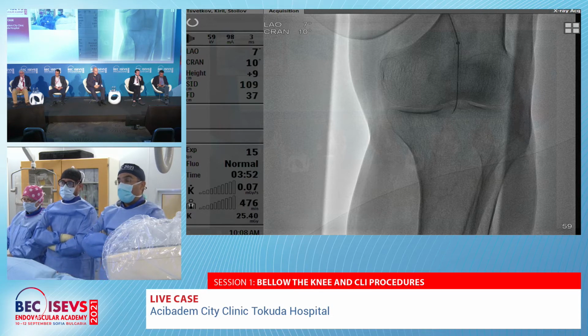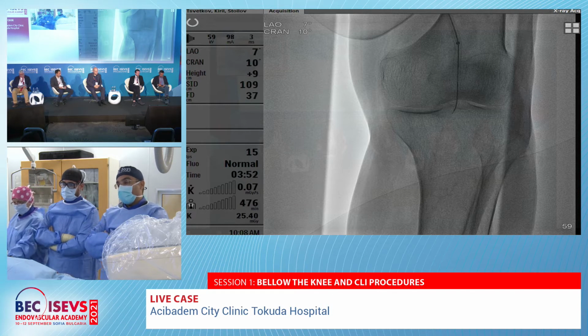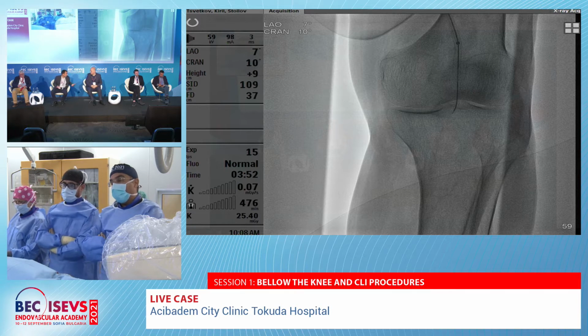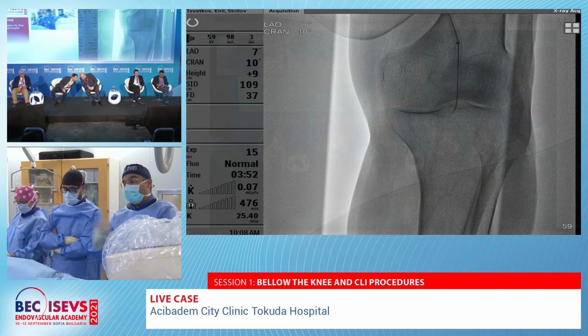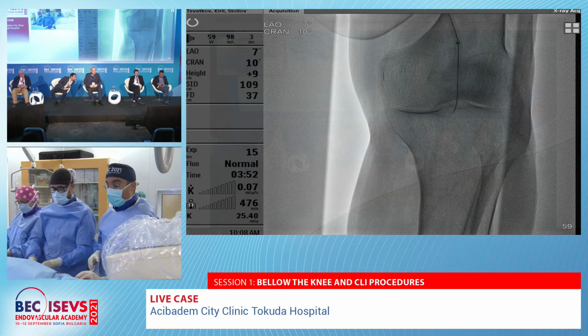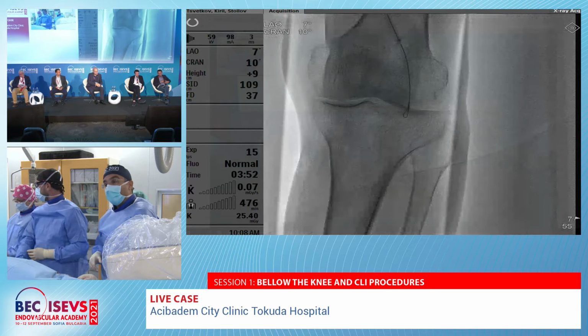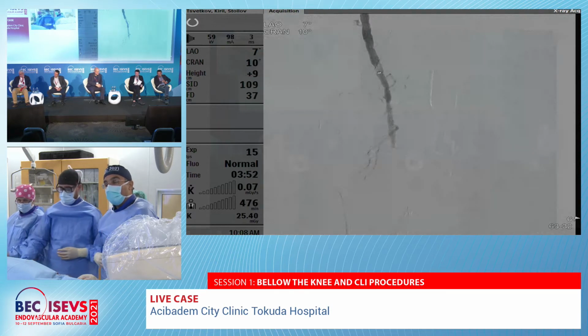We have only a patent tibial artery, and the posterior tibial artery has contrast agent at the distal part through collaterals from the fibular artery, and we cannot really assess what happened with the distal part, with the dorsal pedal artery. Can we see the angios just to show? Here is the situation.